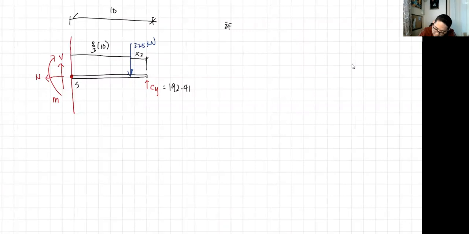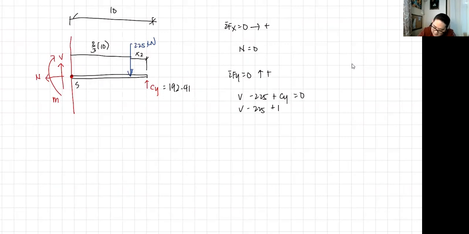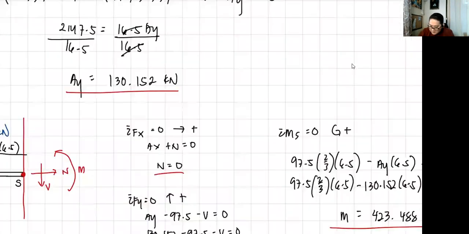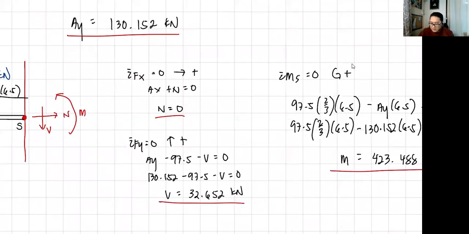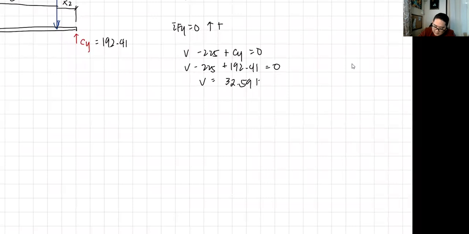So, summation of forces, X is equals to 0, taking to the right as positive. Since we don't have any other horizontal force, so N will be equals to 0. Summation of Fy is equals to 0. Taking upward as positive. So we have yung V natin, and 225 minus yung Cy, plus pala, Cy is equals to 0. So V minus 225 plus 192.41 is equals to 0. So V is equals to negative 225 plus 192.41. That is a negative value. So transpose natin 32.59. So let's check kung pareha siya ng value. Okay, so 32 point something. So again, due to rounding off, may discrepancy konti, no? Pero 59 yung sagot natin sa kabila, 65 yun. So that is acceptable pa din.